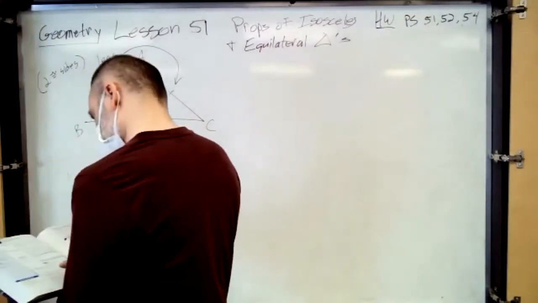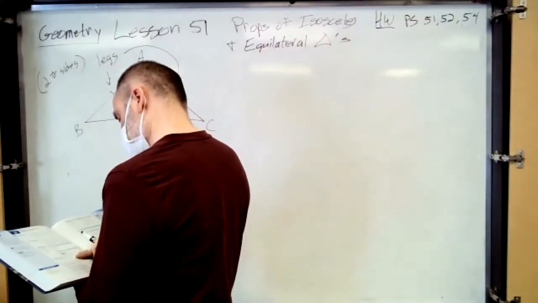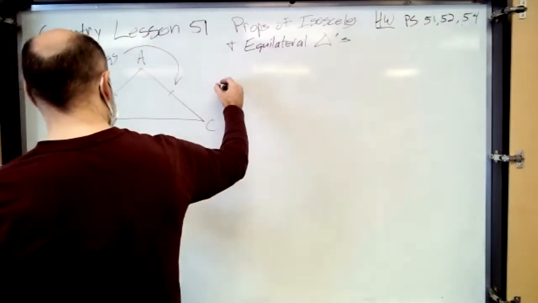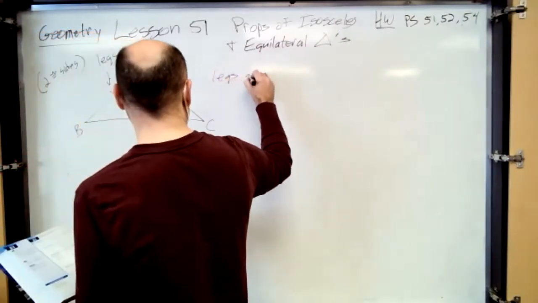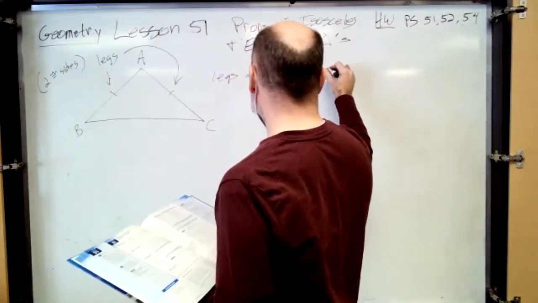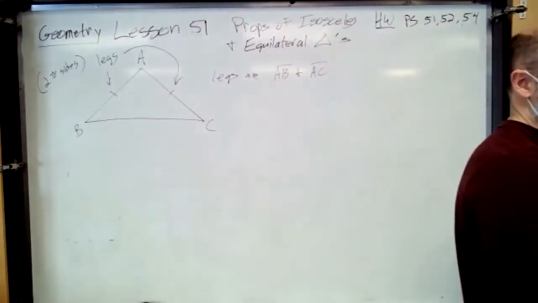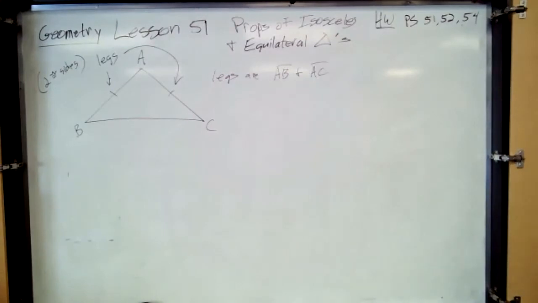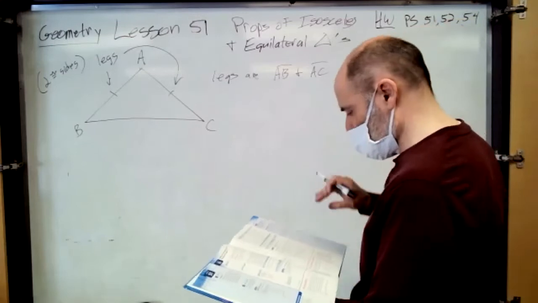Okay. So in this case, the legs are AB and AC. And when you're naming a side of a triangle or a shape, make sure you say this line segment. You don't want to say the distance between A and B. You want to say the line segment AB and the line segment AC.